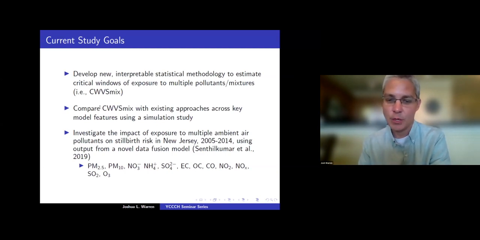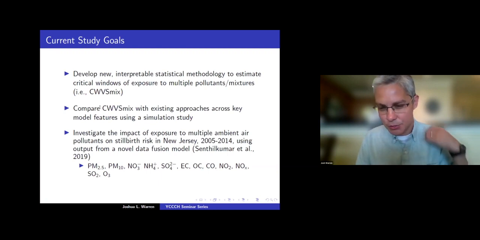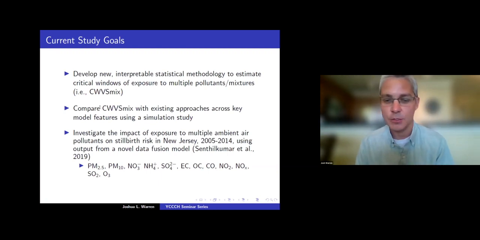So finally, we want to investigate the impact, using this new methodology, of multiple ambient air pollutants on stillbirth risk. And in this case, we're focusing on New Jersey from 2005 to 2014. And actually, we have really nice output from a novel data fusion model. There are lots of data fusion models floating around right now, but this is one from 2019 from our collaborators at Georgia Tech and at Emory that provided 12 pollutants, 12-kilometer grid cell size across the entire US, daily, no missingness, things like that. So for these particular pollutants.